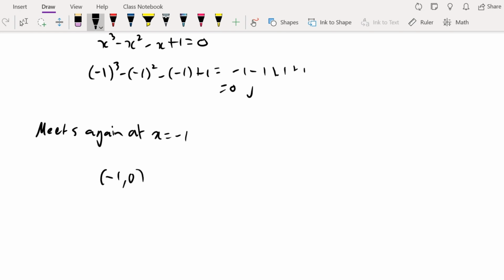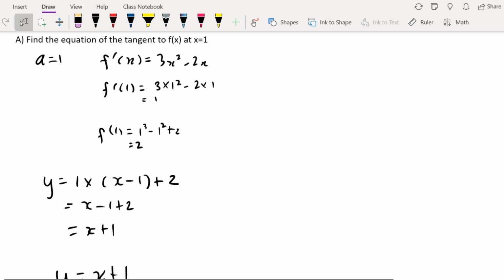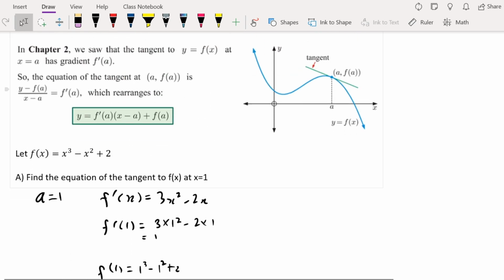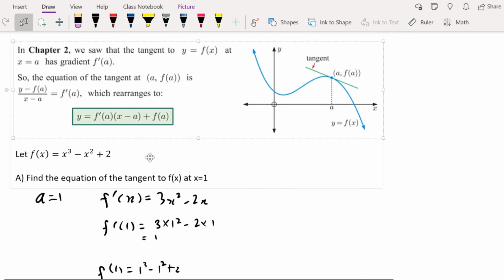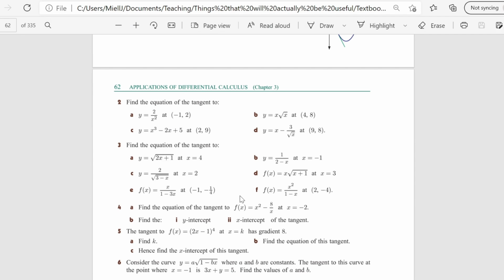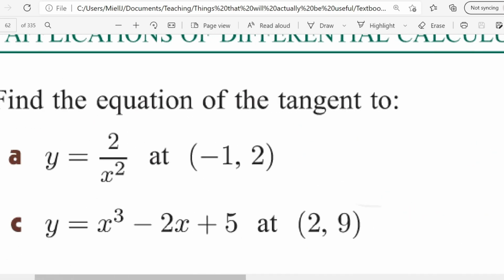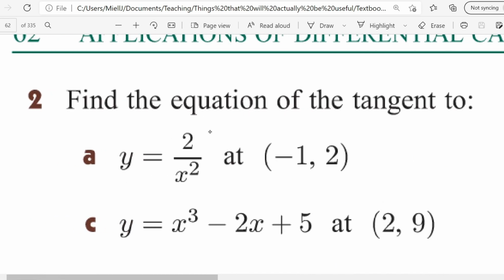So it meets again at (-1, 0). It's a very, very common follow-up question for them to ask you. But the main point of the video is the equation of the tangent. So you're applying that formula. You'll need a, which is the x value. You'll need f dash of a, which you work out from the derivative. And you'll need f of a, which you work out from the function. Or sometimes, like in this one here, you're given it. a is going to be -1 because that's your x value, and f of a is going to be 2, and then you just need to work out the derivative and sub in -1 to get f dash of a.